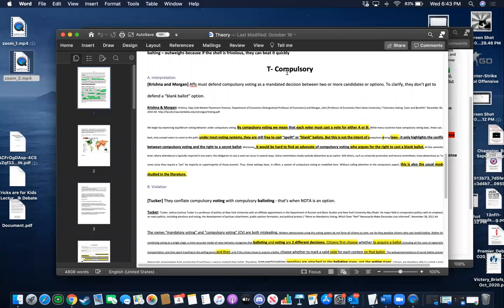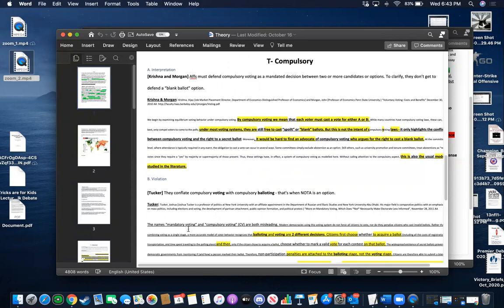On this topic, it points out the word compulsory. The opponent does something that's not topical because they misconstrued the definition of the word compulsory. So the interpretation, back this up with the card, is that AFF must defend compulsory voting as a mandated decision between two or more candidates or options. To clarify, they don't get to defend a blank ballot option, which is essentially the argument that none of the above ballots could just be filled out and the same result would occur.